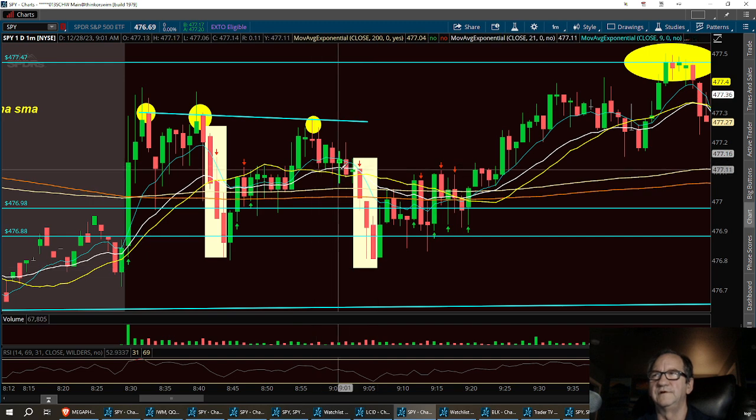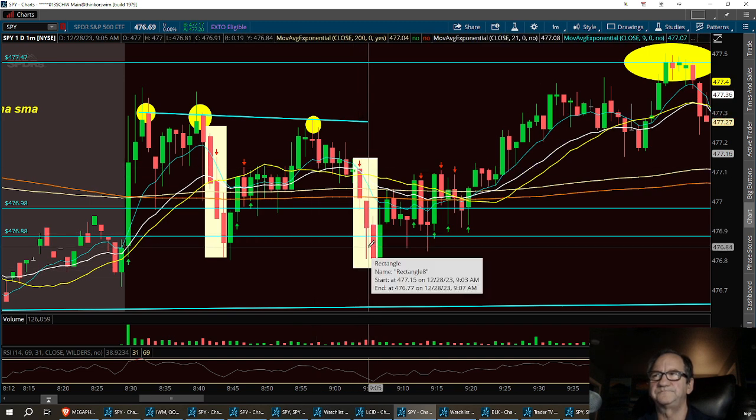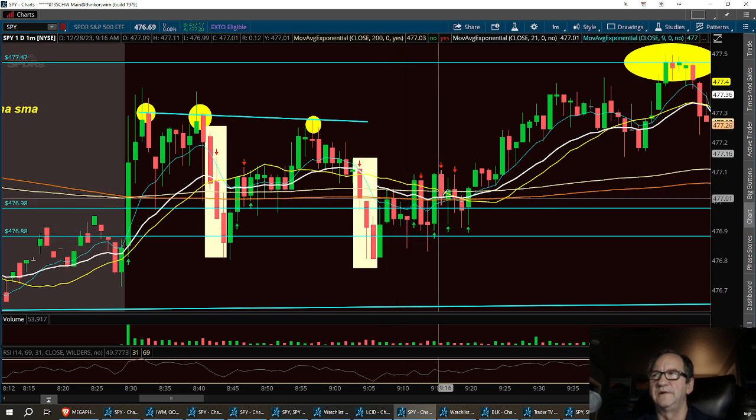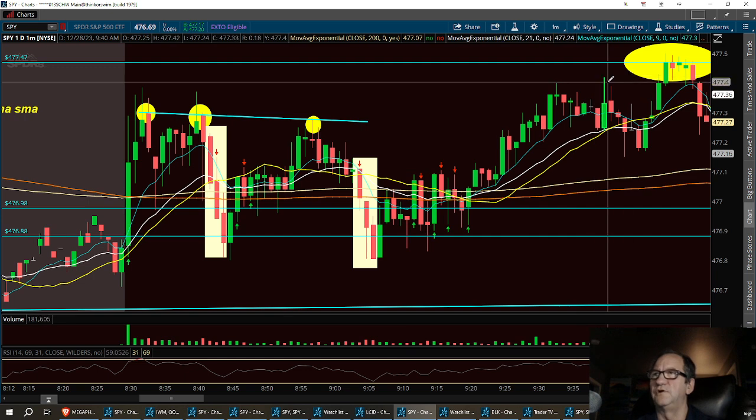There we go again with another setup. We got the Tweezer Bottom. She broke out, pulled back with a hammer, and then boom, took off. Called this trade out.